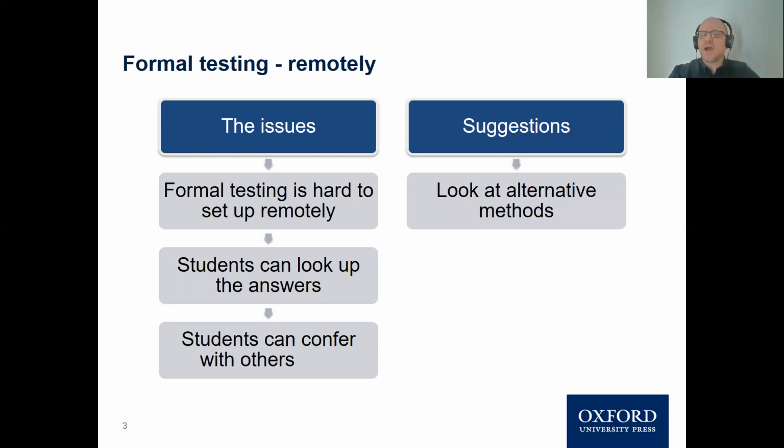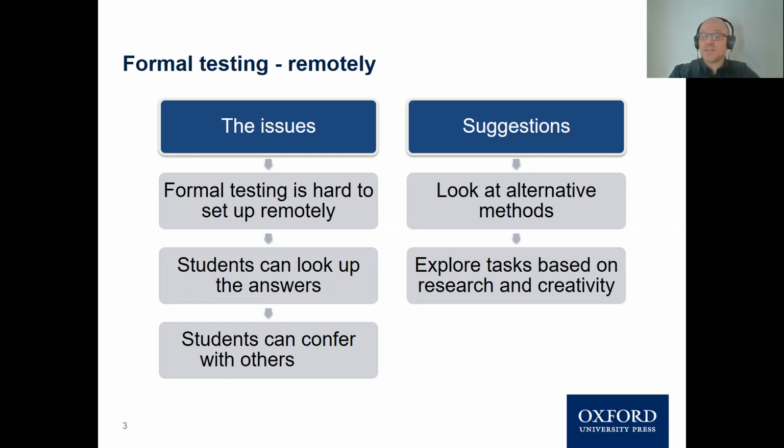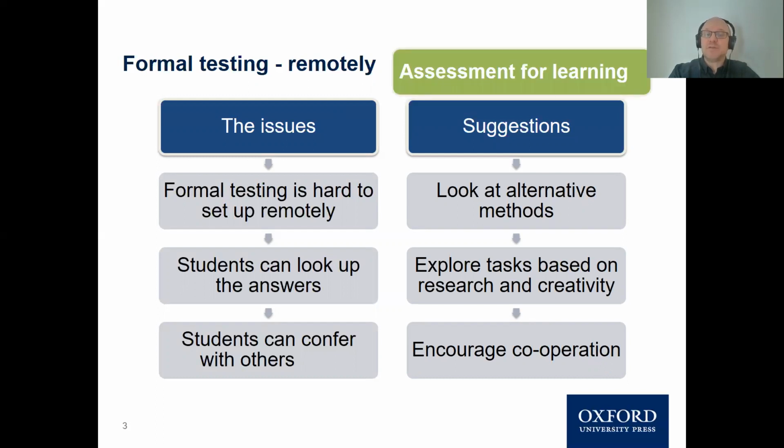Well, if formal testing is hard to set up remotely, it makes sense to look at alternative methods. And if teachers find that students are looking up the answers to questions set, then it might be an idea to try tasks that are based on research and creativity and to develop those skills. And if teachers find that students can confer with other people, then why not harness this by building collaboration and cooperation into the tasks themselves and also into the way that they are evaluated. For this reason, it seems to me that assessment for learning could be an avenue to explore for assessing students during remote teaching.